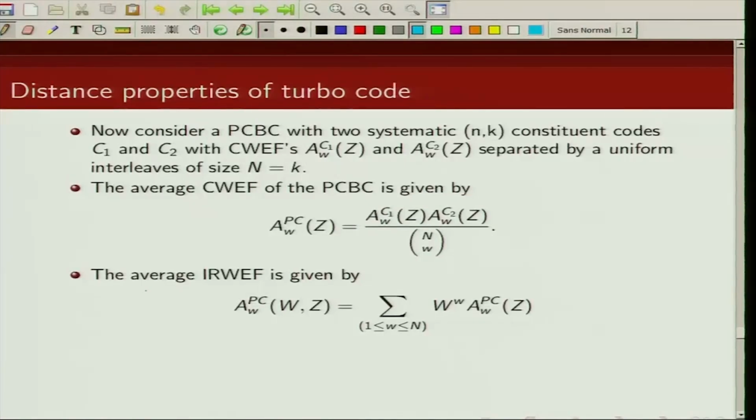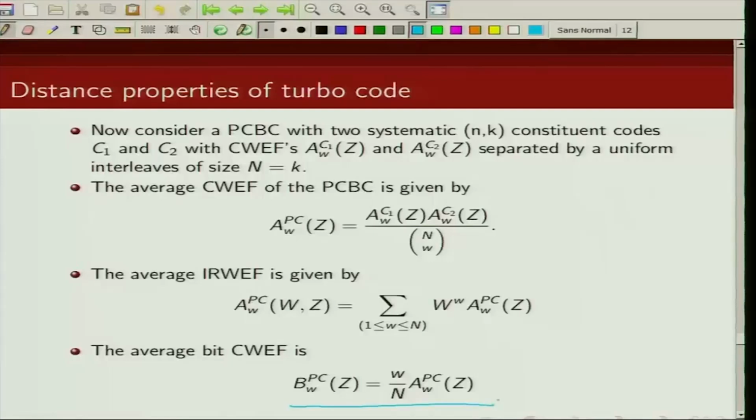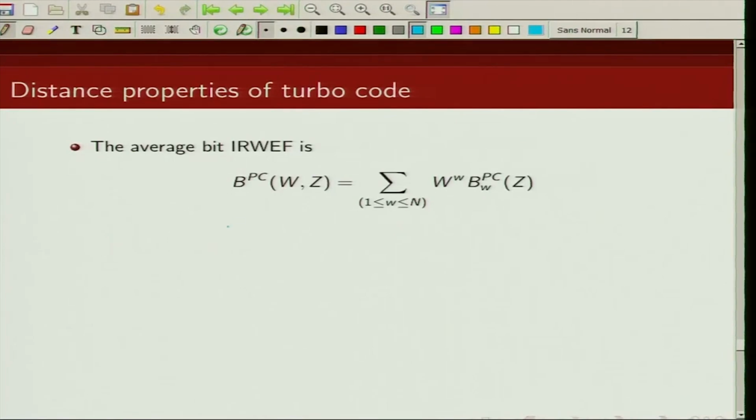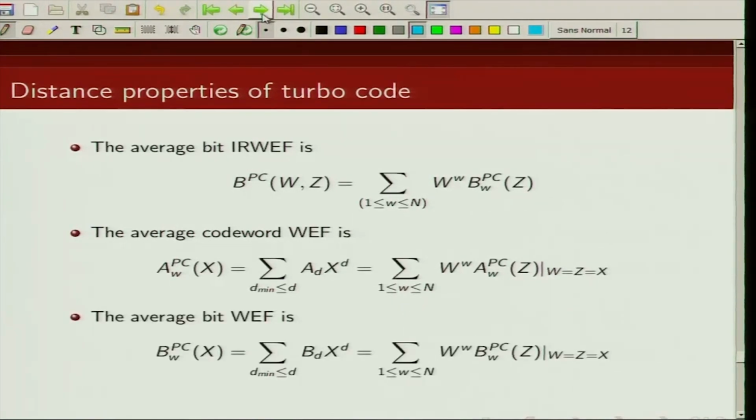Now similarly, we could define the average input redundancy weight enumerating function, given by this expression. Please note these are straightforward extensions of the definitions that we studied when we talked about the weight enumerating function of convolutional code. We can define the bit conditional weight enumerating function, average bit input redundancy weight enumerating function, average code word weight enumerating function, and average bit weight enumerating function.